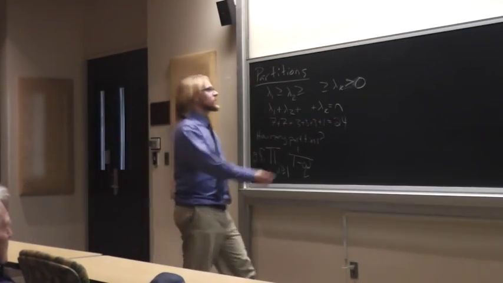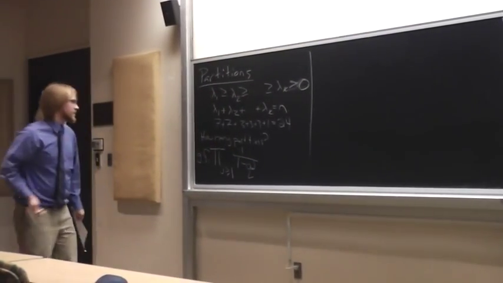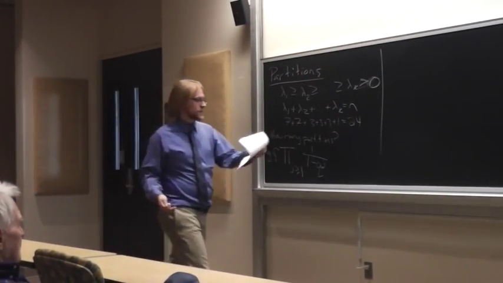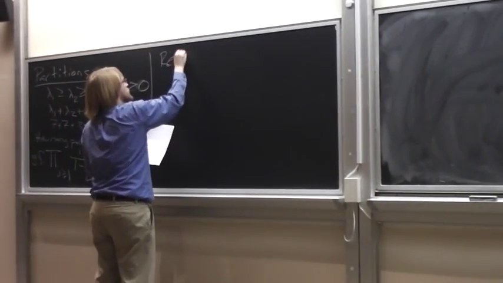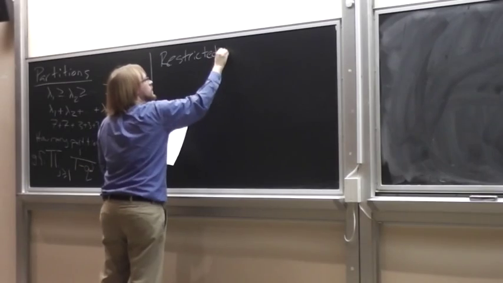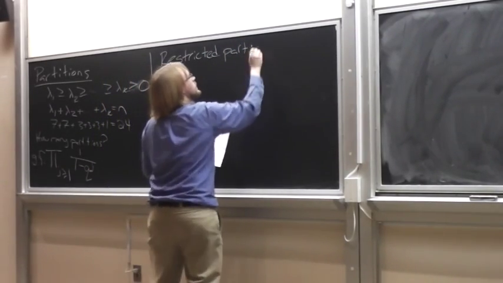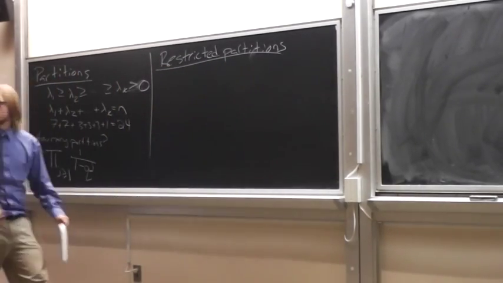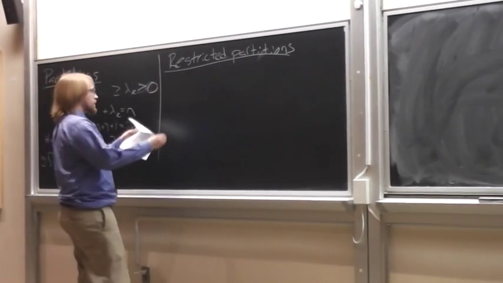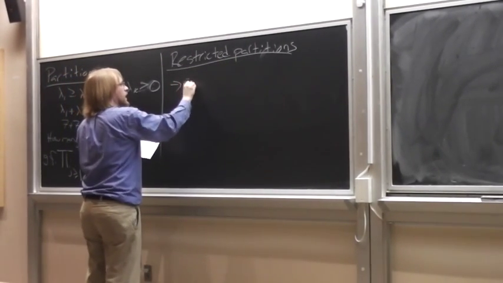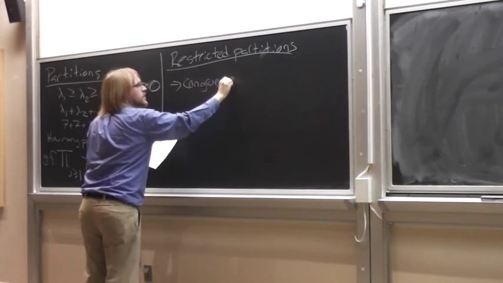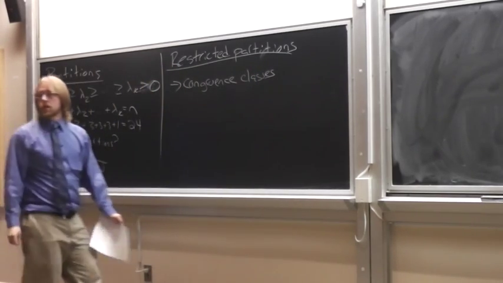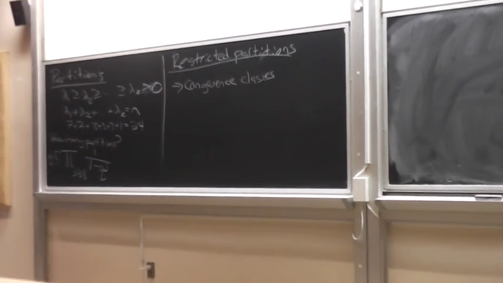Now, that's an interesting question, but we already answered it, so let's do something else. What happens if we restrict the partitions that we care about? I might put some kind of condition on my partitions and say, hey, they have to fall into such and such a category. So, for example, what happens if I say in a partition I'm counting, I want all of the parts to fall into some congruence class.